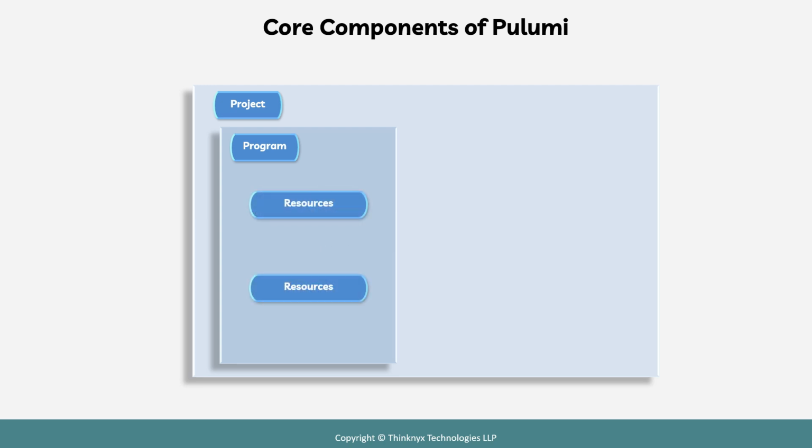Resources. Resources are the fundamental component of your infrastructure. They represent entities such as security groups and EC2 instances of AWS. Each resource includes properties that specify its configuration.